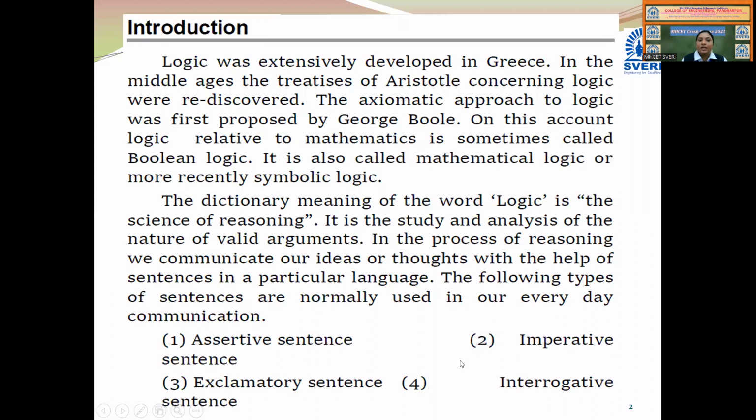So the following types of sentences are used in our daily life: assertive sentences, imperative sentences, exclamatory sentences, and interrogative sentences. Sentences with signs like "oh" or "alas", whenever there is such a sign, exclamatory like this, are called exclamatory sentences. Interrogative sentences are those where a question is asked, like "Is it?". If a question mark is given, such sentences are called interrogative sentences. All these are types of sentences.